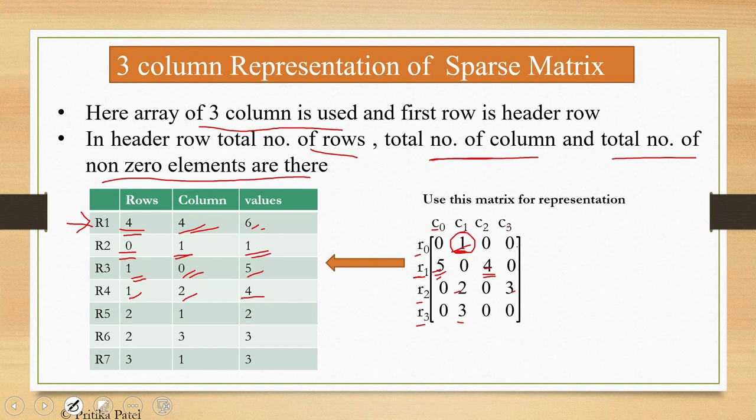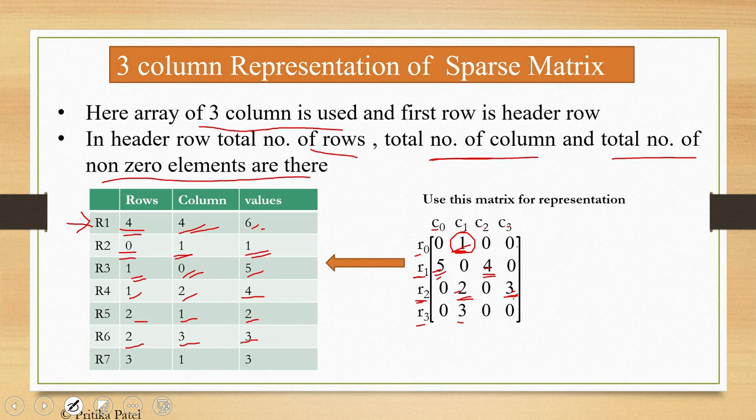So check for row number 2. Row number 2 has element 2. So row 2 and column 1 have element 2. Now check again: element 3 is in row 2 and column number 3. So row number 2, column number 3 has element 3.